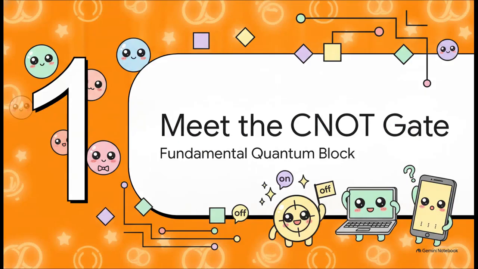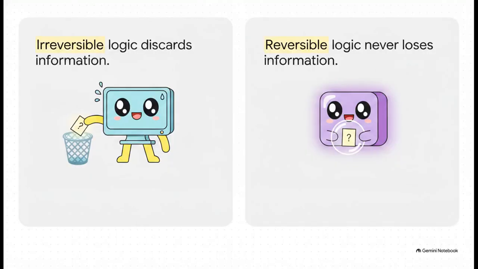All right, section 1. Let's officially meet the CNOT gate, the fundamental quantum block. Now, to really wrap our heads around quantum gates, we kind of have to unlearn a little bit of classical computing. Think about a standard classical AND gate. If that gate spits out a 0, you actually have no idea what the original inputs were, right? They could have been 0,0, 0,1, or 1,0. That initial information is literally erased. It's just discarded as heat.